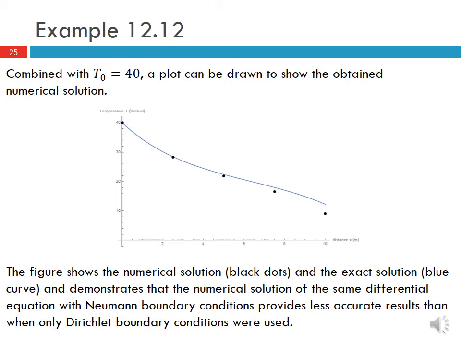And using this example, this demonstrates that the numerical solution of the same differential equation with Neumann boundary conditions tends to provide a less accurate result than when only Dirichlet boundary conditions are used. So you can see that we start to see some deviation from the exact solution here.